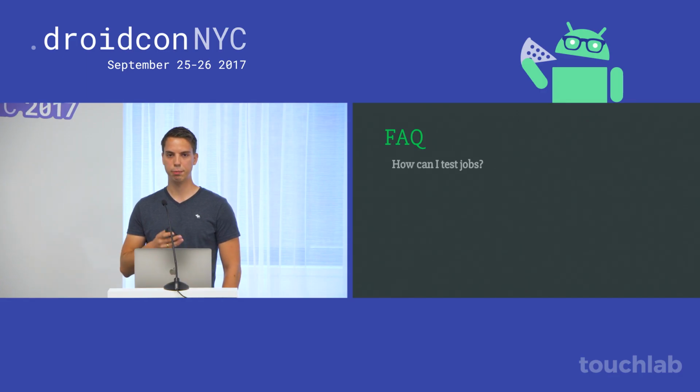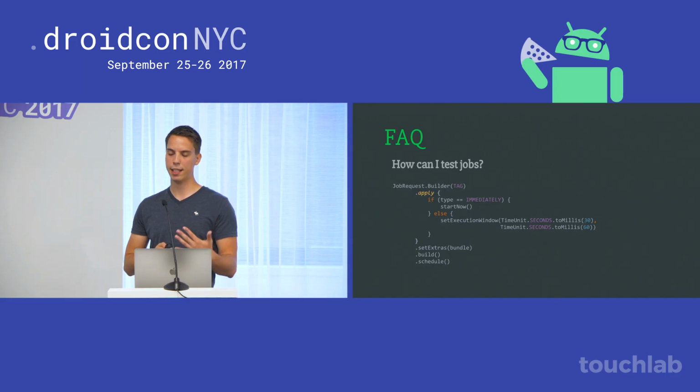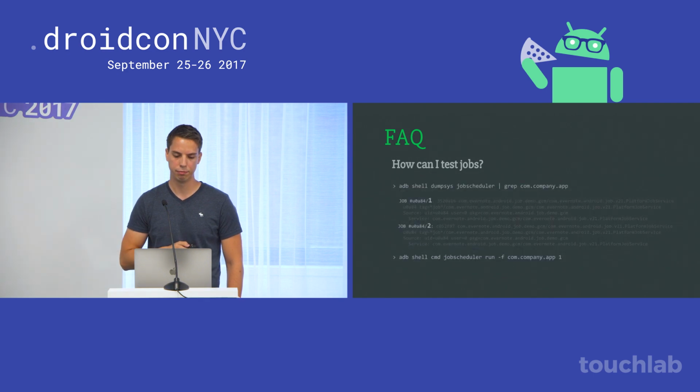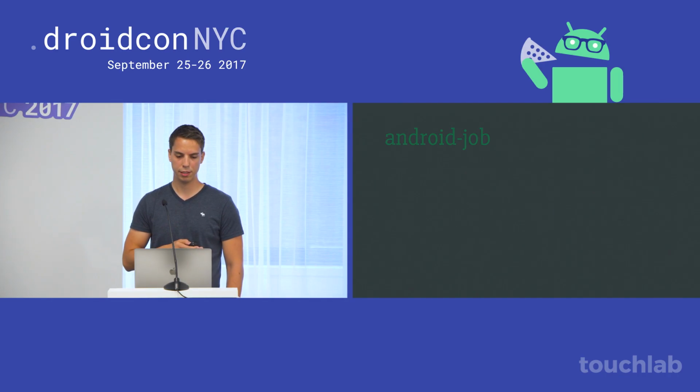Then how can I test jobs? It turned out for us that the easiest way is to have a QA setting, and our QA team could schedule jobs manually inside of our application. Then you can also inspect the database. So we store all the jobs inside of a database, and you can double check the values there. And then you can also use ADB. So you can also test Doze mode through ADB. There are just 2 commands for that, really simple.